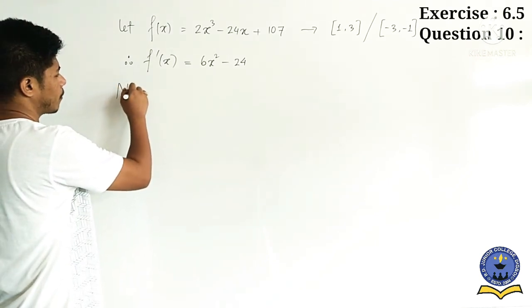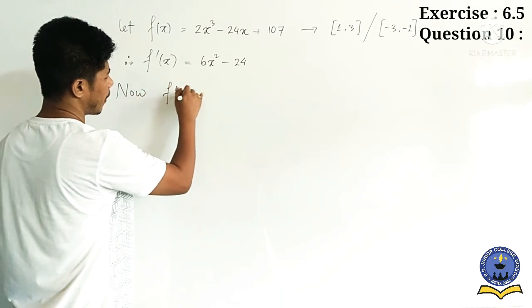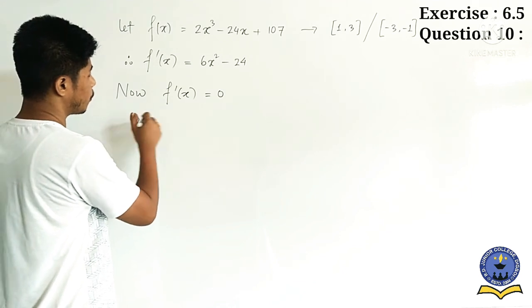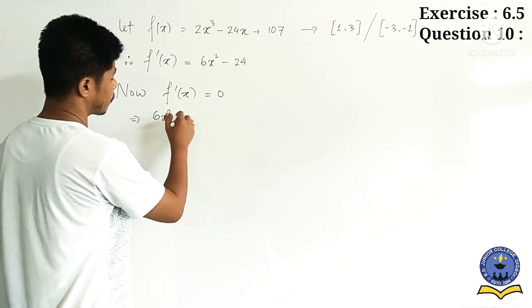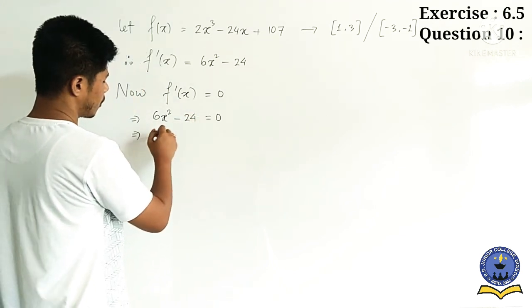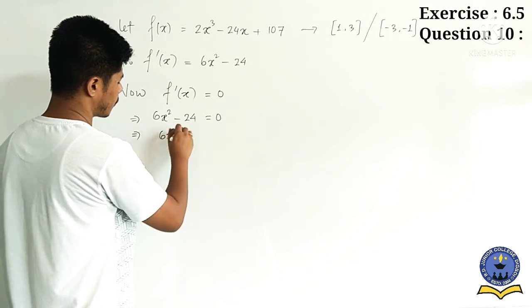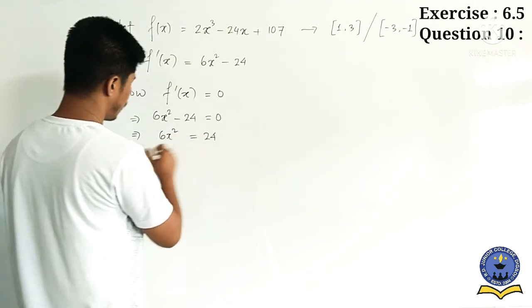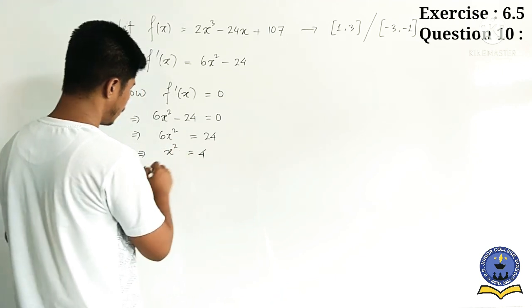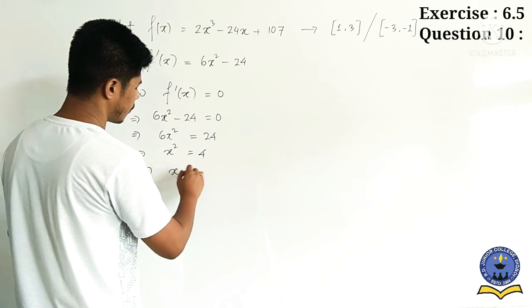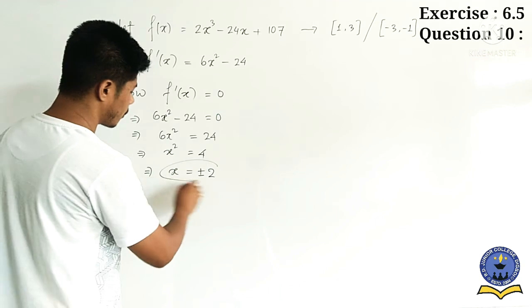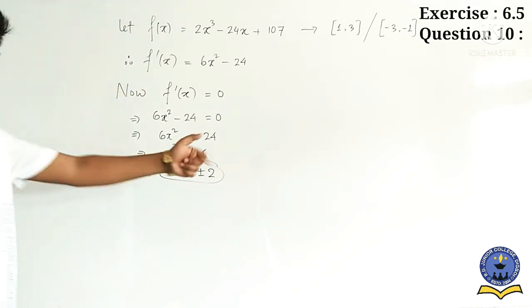Now, after that, what do we have to do? We write f dash of x equals 0. So 6x square minus 24 equals 0, or 6x square equals 24. Dividing both sides by 6, x square equals 4. Taking the square root, x equals plus minus 2. So we get 2 critical points: one is 2, another one is minus 2.